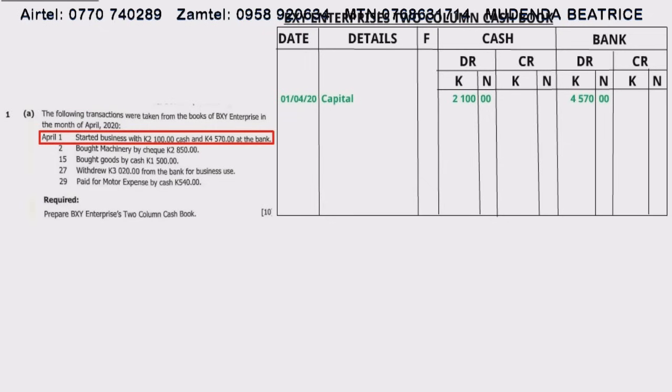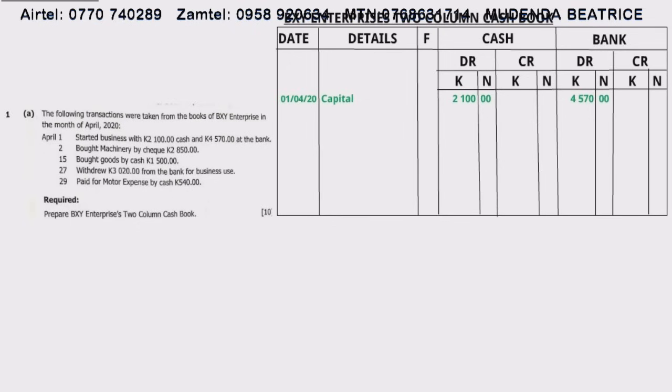So these will be debited. All these two transactions will be debited in both sections. So in cash, we have debited 2,100, and in bank, we have debited 4,570 kwacha.